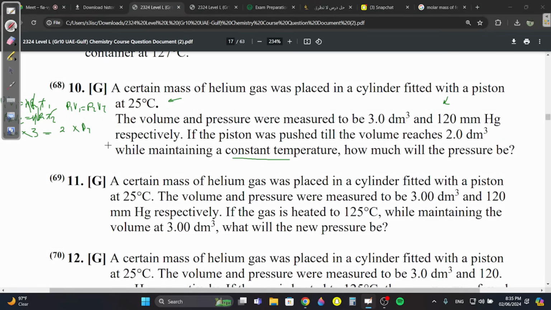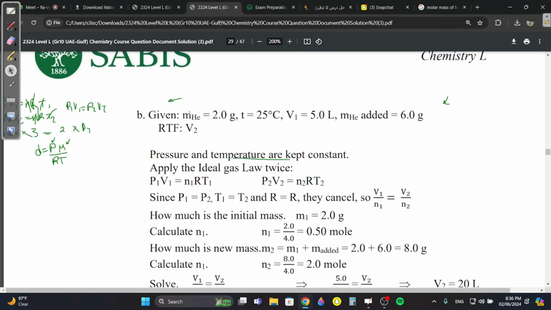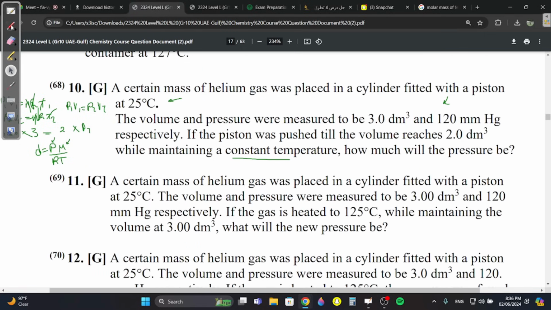I saw up. It might come. I mean, they only said grids, but in case it does come, density is PM over RT. M is molar mass. What is P? Pressure, I think. Yeah, P is pressure in atmosphere. Okay, it has to be pressure in atmosphere. T is temperature in Kelvin. Anyway, let's continue. Question 11.